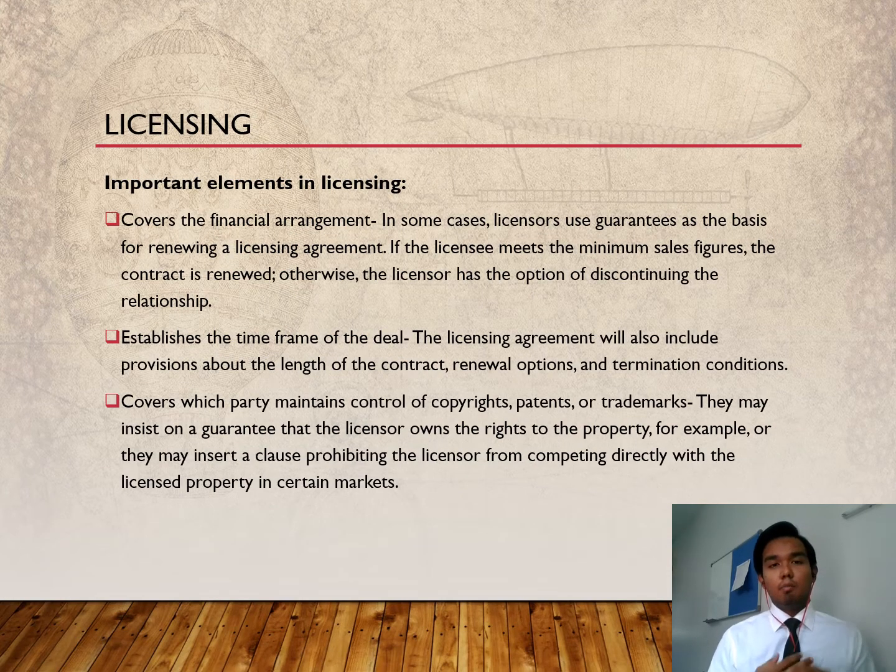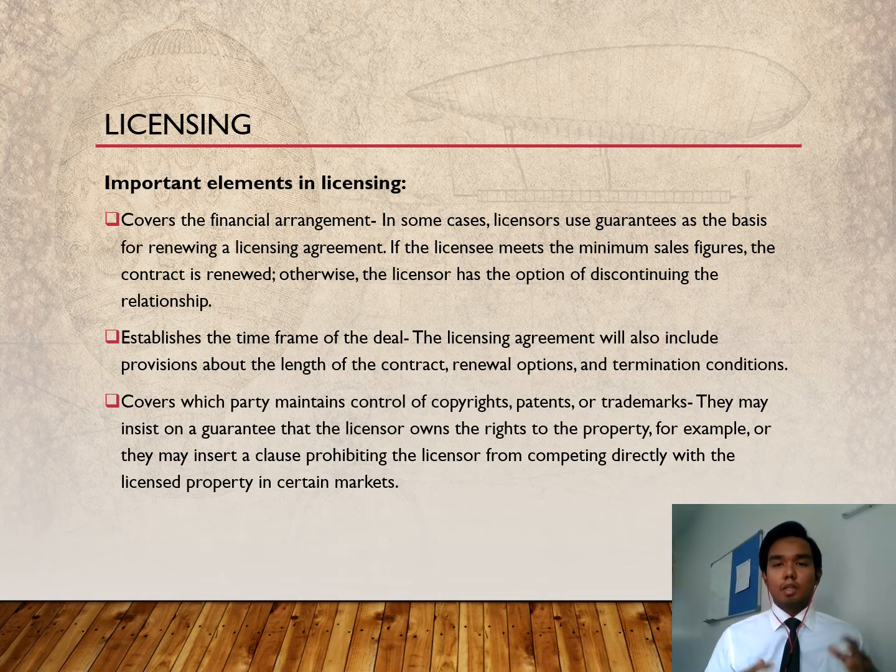So the importance of licensing is that it covers the agreement. In some cases, licensees are guaranteed a basis of renewal of the license agreement. If the licensee meets the minimum sales figure, the contract is renewed. Otherwise, the licensor will discontinue the relationship. So in the establishment of the frame of the deal, the license agreement will include provisions about the length of the contract, negotiation and termination conditions, which allow the parties to maintain control of copyright, patent, and trademark.